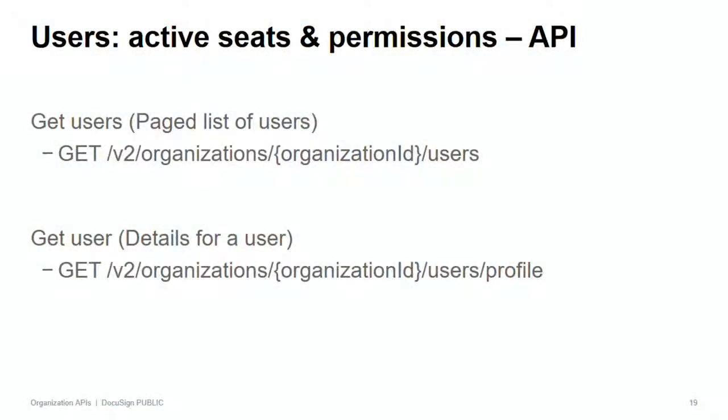So from an API perspective, we built get users and get user. The get users is just a paged list. It comes back paged if you have 25,000 users, 100,000 users. We didn't want to give that all at once, so you can make a series of calls and just continue getting a subset of users on the account until you reach the end. And if you need additional details, you can actually call then and get details for that user once you've parsed out the list.